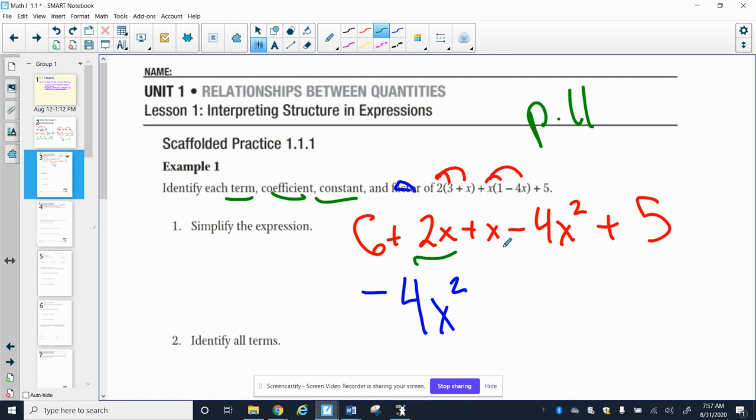So we have a 2x and an x. Those together would make plus 3x. Then we have some numbers. So we have a 6 and a 5. Those together would make plus 11. This is a simplified expression.